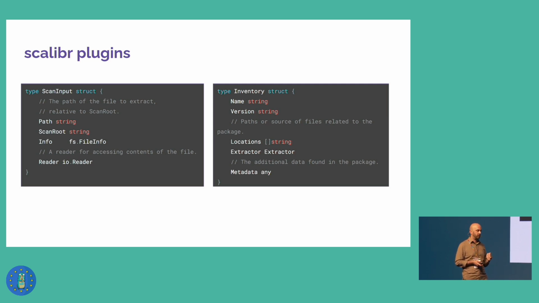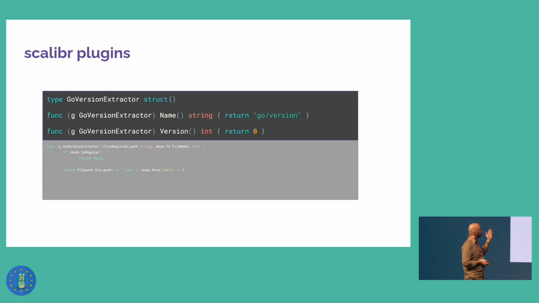Now we can define our own extractor. So what is our extractor going to extract? Just one simple thing, the Go version used to build the binary. OK, I call it Go version extractor. Not a very creative name, but it will do. The name is go/version. The actual version of this extractor, I just put it 0. You can put whatever you want.